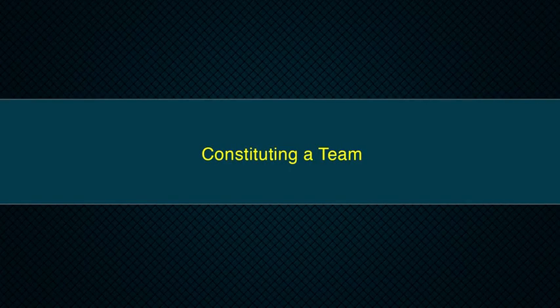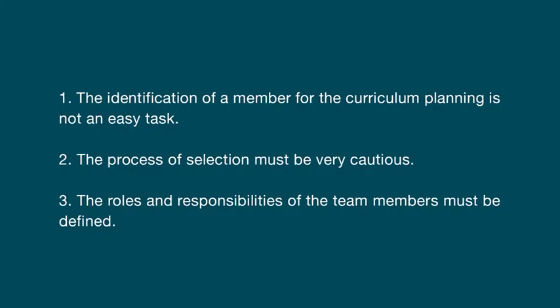The second one is constituting a team. There are three domains that must be followed in this section of curriculum planning. The first one is identification of the members of the curriculum planning team. It is not an easy task. The second one is that the process of selection must be very cautious. The third one is that the roles and responsibilities of the team members must be defined. The approaches, collaboration and teamwork must be strictly adhered to in the selection of curriculum members.